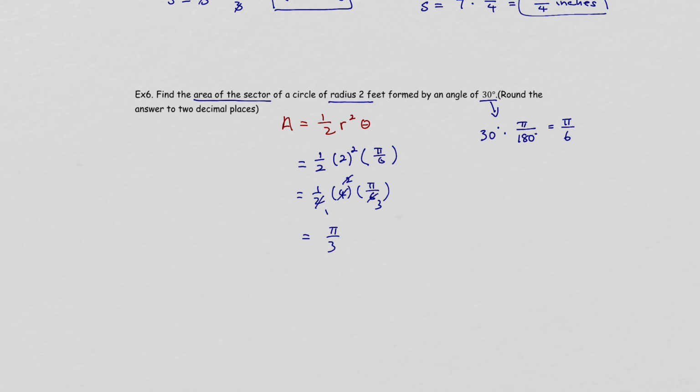Make sure to understand or go over all those instructions. It says to round the answer to 2 decimal places. So let's do the dividing. 3.14 divided by 3, you get 1.05, and this is the area, so it will be square feet. That will be the area of the given sector.